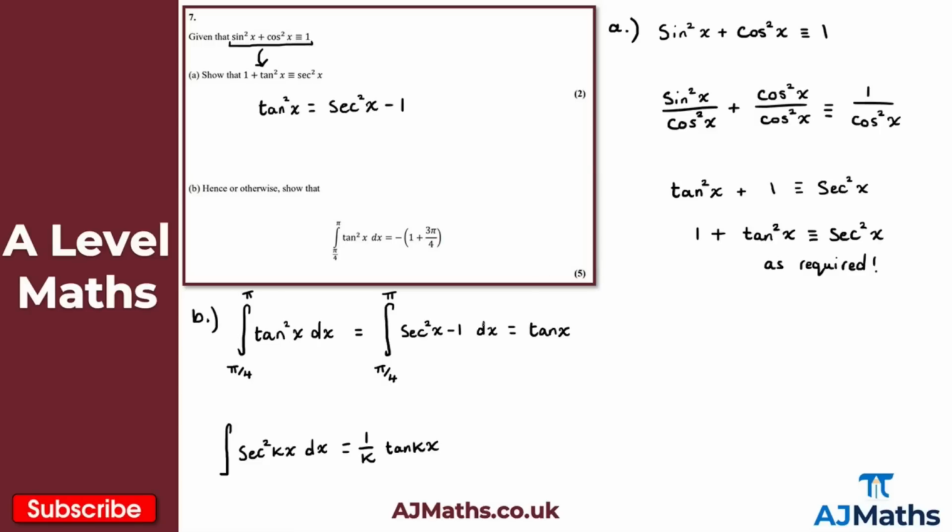Now don't forget the minus 1 here. If you integrate that with respect to x, that would give you minus x there. Okay, so we get tan x minus x. So because we have limits here, we don't need a constant of integration. What we need to do here is put this into square brackets, so that we can evaluate this integral here, and evaluate these limits. We go from pi over 4 to pi.